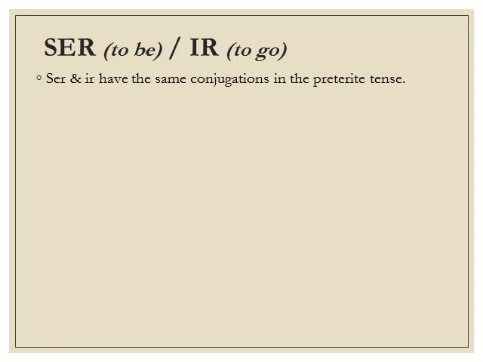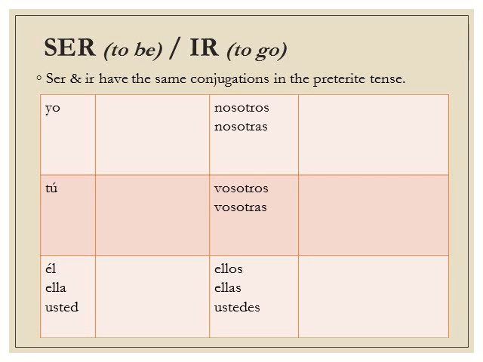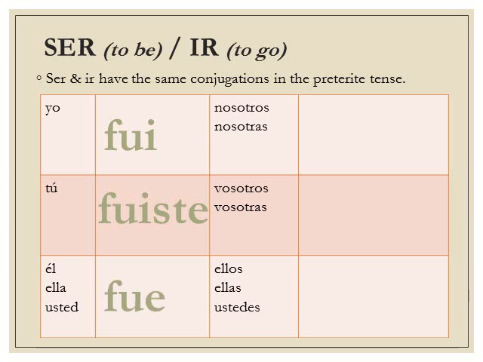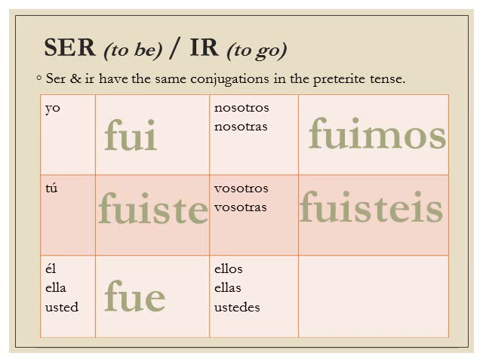So ser and ir are actually very special because they have the exact same conjugations in the preterite tense. So let's take a look at what those conjugations look like. In the yo form, for ser and ir, the conjugation is fui. The tú form is fuiste. The él conjugation is fue. The nosotros and nosotras conjugation is fuimos. The vosotros and vosotras is fuisteis. And the ellos, ellas, ustedes conjugation is fueron.